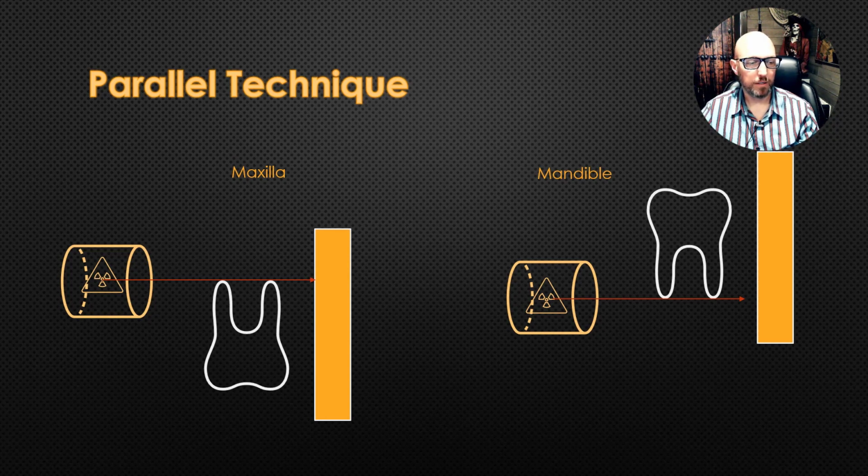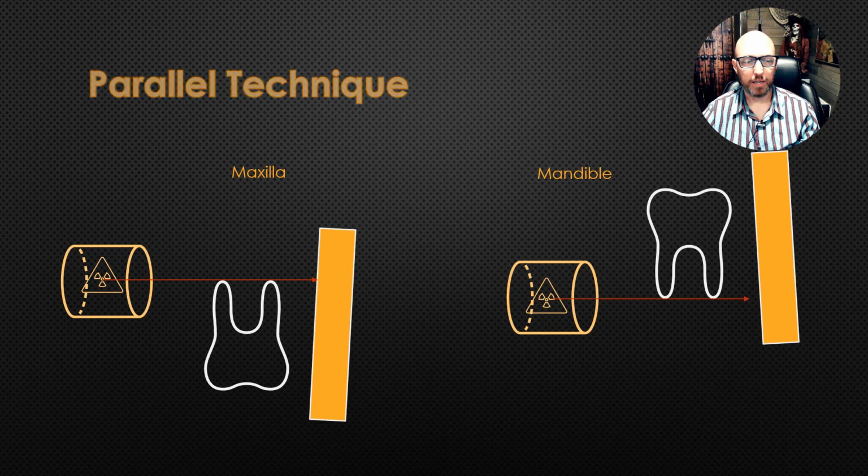The parallel is the long axis of the tooth and the sensor. Those are lined up parallel with each other. So the sensor has to be a bit away from the tooth in order to achieve this. And then the X-rays come in at about 90 degrees to both of those lines, so the long axis of the tooth and the sensor. Same is true for the mandible. All right, so everything's just lined up orthogonal to where the X-ray beam comes in.